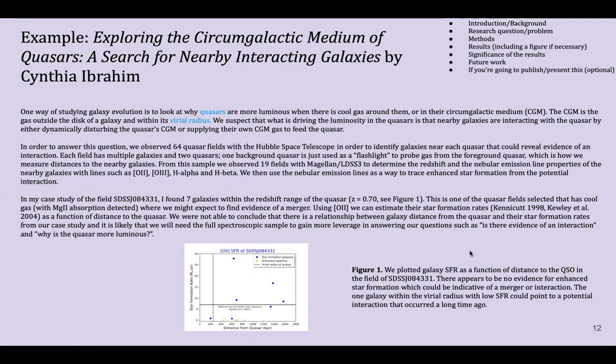So we plotted galaxy star formation rate, I don't know if SFR is, I would probably spell that out, as a function of distance to the QSO in the field. There appears to be no evidence for an enhanced star formation, which could be indicative of immersion or interaction. The one galaxy within the virial radius with low star formation rate could point to potential interaction that occurred a long time ago.